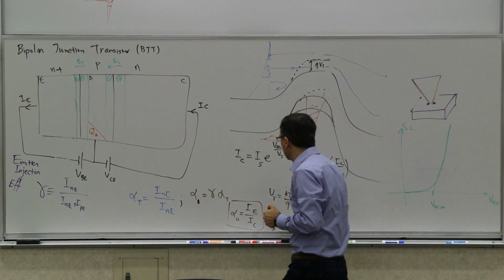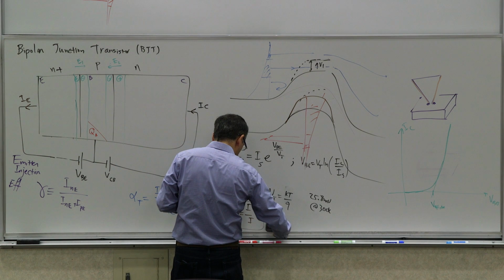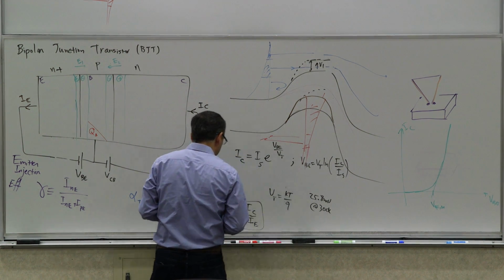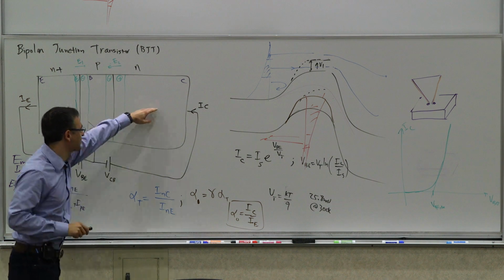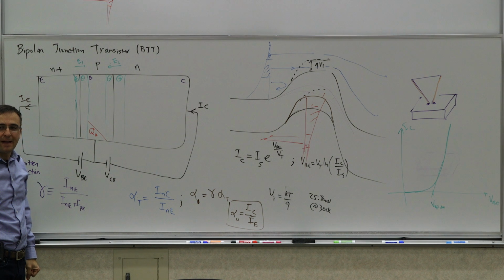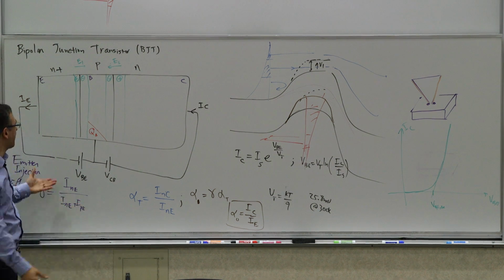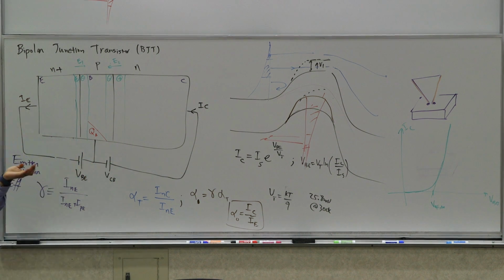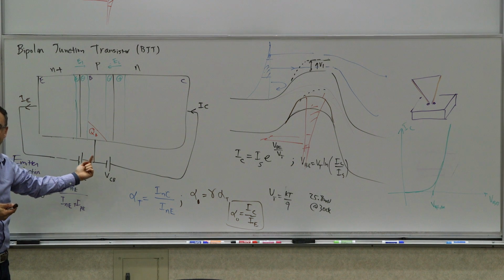I'm sorry, IC over IE. Because this current is smaller than that current. Right? And where's that current going? You have KCL for this device, right? It's a 3-terminal device. If it's a circuit, then this third current has to be the base current, right? So that's the current going through the base.